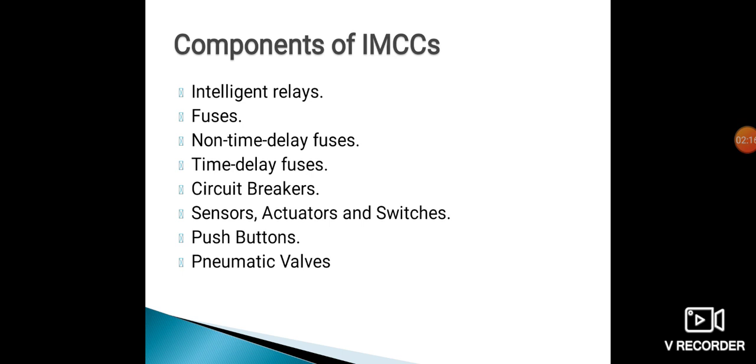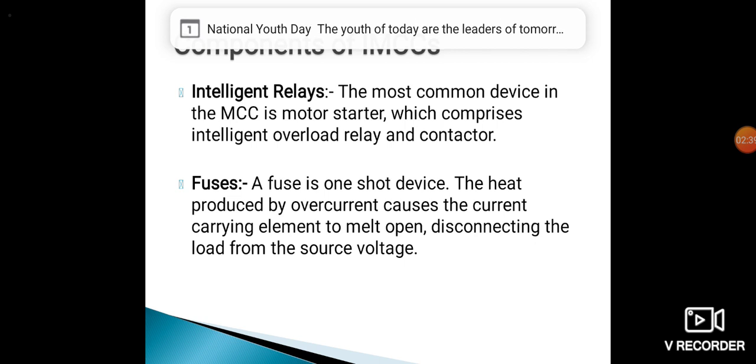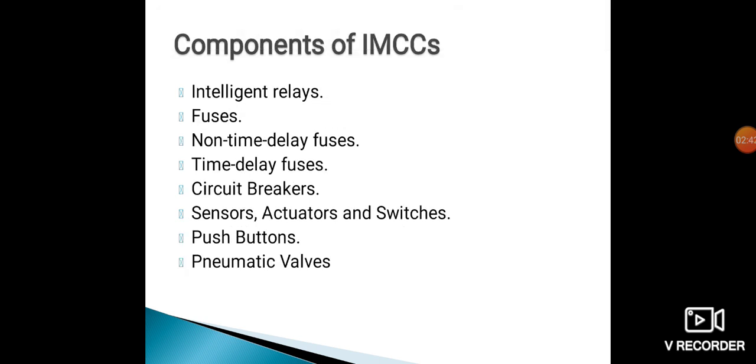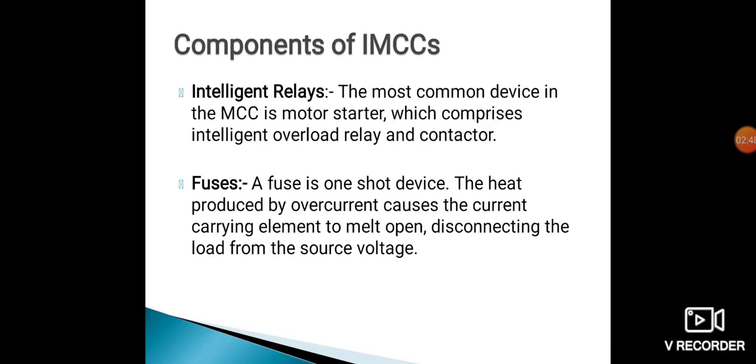Now we are going to learn each and every component and the function of each component, and how they are responsible for converting conventional MCC into the IMCC. So the first component, intelligent relays. The most common device in the MCC is the motor starter, which comprises the intelligent overload relay and contactor.